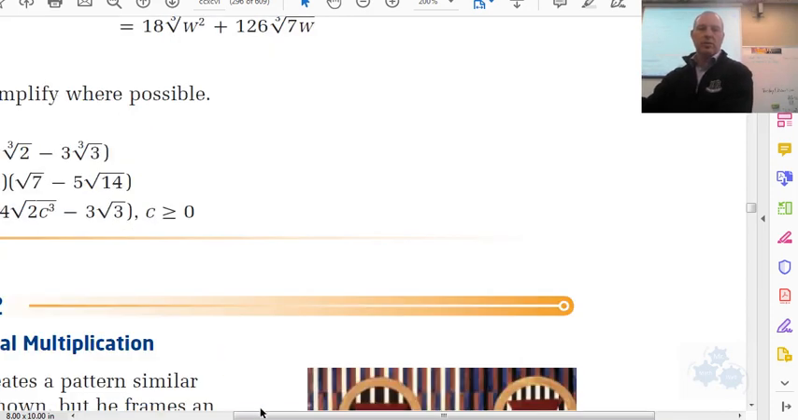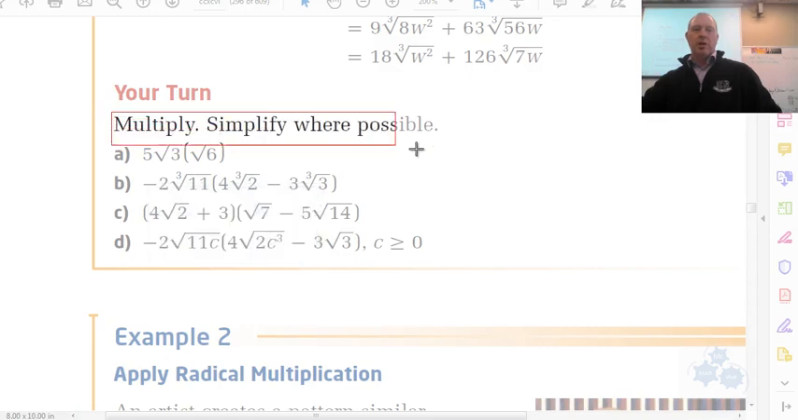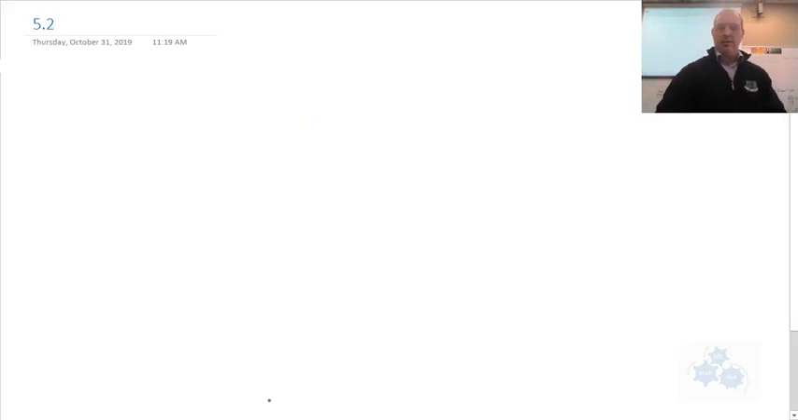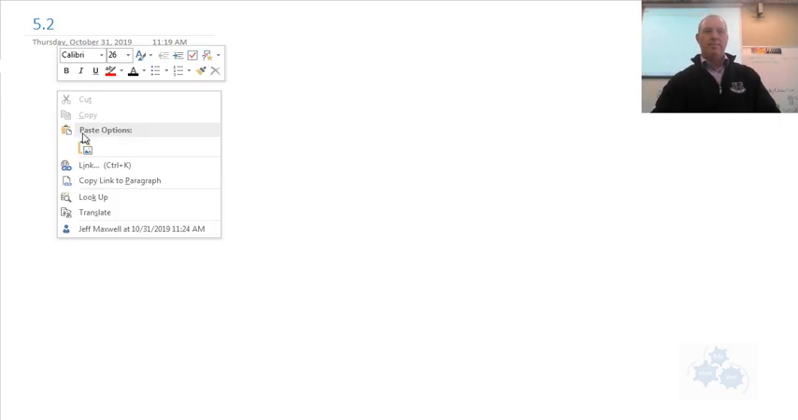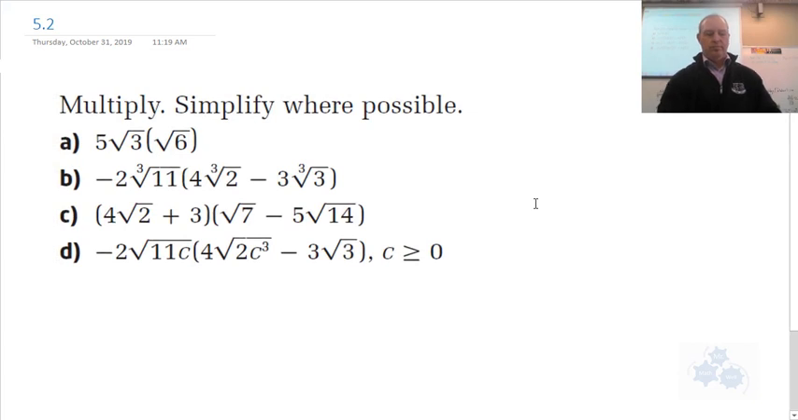They should have a Your Turn. That would be good for us to do. Let's tackle some of these questions here, multiplying. So write these examples down in your book, and let's go through them together. Hopefully this is easy for you. I'm not really sure if it's easy for you or not, but let's just give it a try.